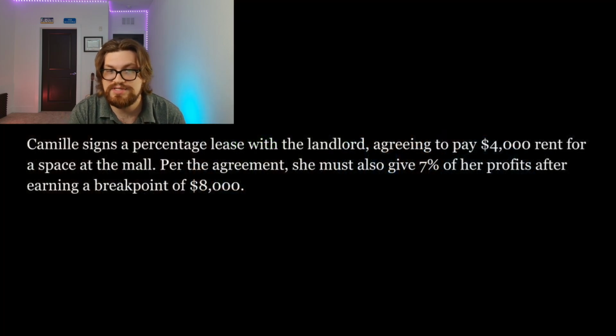So what's an example of a percentage lease? Well, say that Kamel owns a clothing store and wants to rent a space for her business in a mall. Kamel signs a percentage lease to the landlord, agreeing to pay $4,000 rent for a space at the mall. Per the agreement, she must also give 7% of her profits after earning a break point of $8,000. This is a typical example of how a percentage lease might work in the retail market.